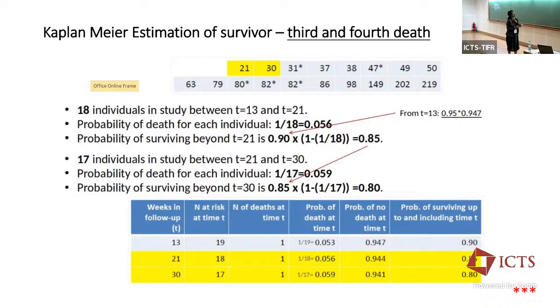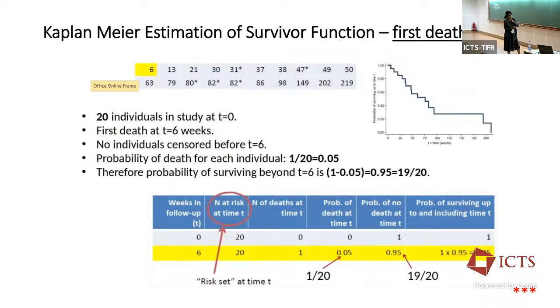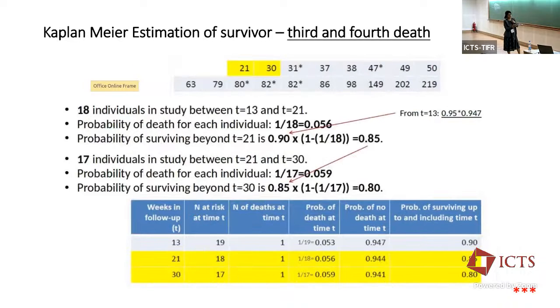At week 13, another person dies. So 18 individuals will be left there. We have 19 here, okay, so at week 13 one more person has died, leaving 18. Between time 13 and, of course, 21, the next point, the probability of death for each individual at this point in time is 1 over 18.